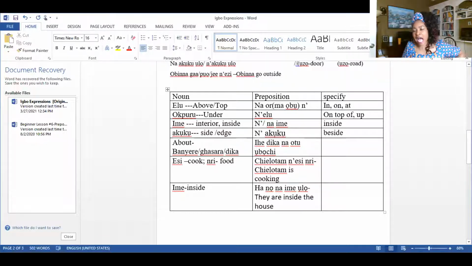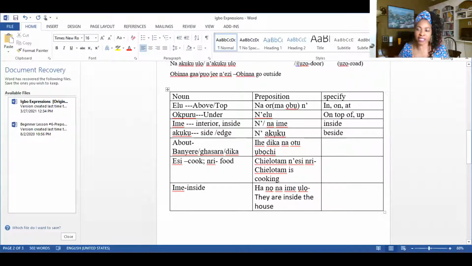Okay? And then you say also, akoko, the side. The side is akoko, the edge of something, or your left side, your right side, the side of the room, the left side of the room, the right side of the room. Akoko. Anything that is a side is called akoko. Akoko, which means the side of something, or the edge. It's on the side.